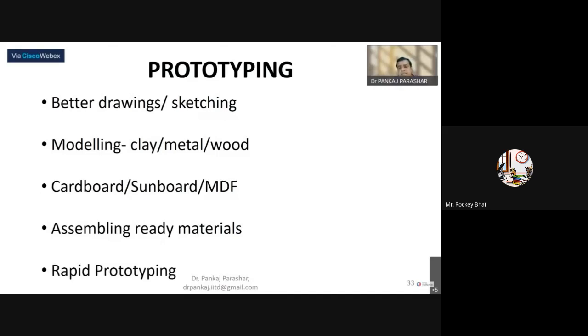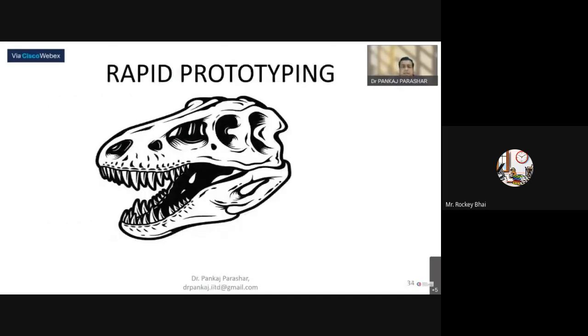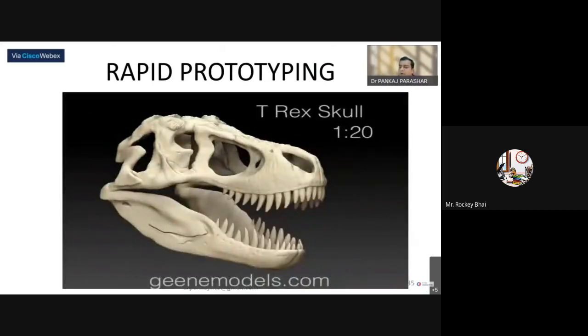Then rapid prototyping is the new branch that has come up. Here you can see a sketch of a dinosaur skull, a T-Rex skull. This is the CAD model. CAD, computer aided design, is another way of prototyping where you can see things in 3D and look in a better way at how it could look. And even better than what a CAD design could do is feel. You can't feel that design.